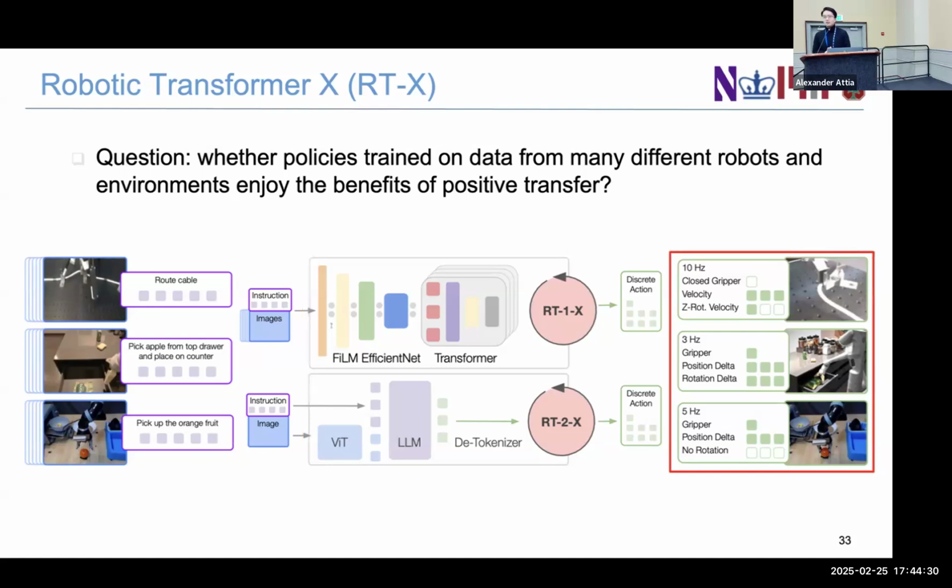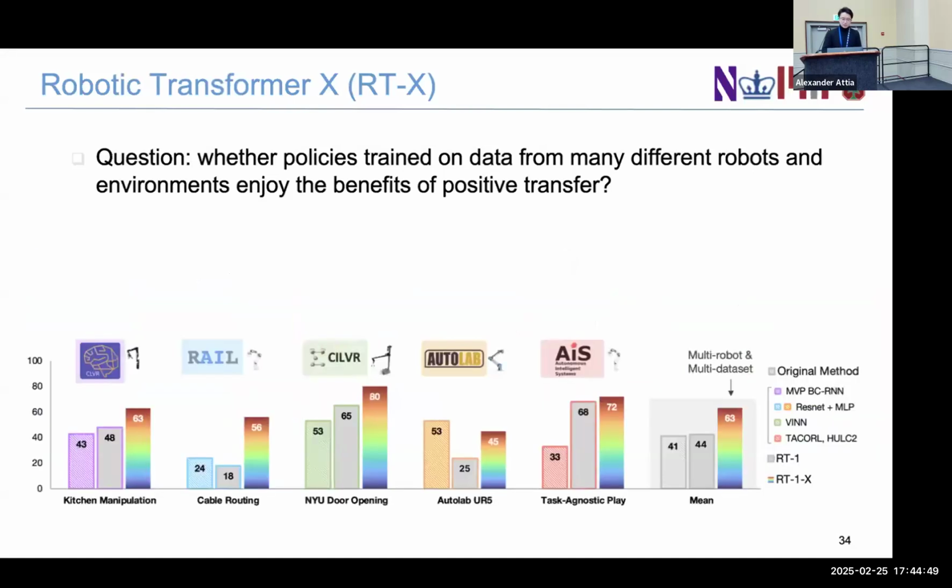This time, they are considering not just one embodiment, but multiple embodiments. I think that is a very important step forward in understanding how this type of model can generalize to different embodiments, because the data was coming from different embodiments. So it's natural to ask the question: do policies trained from data from many different robots and environments enjoy the same benefits of positive transfer?